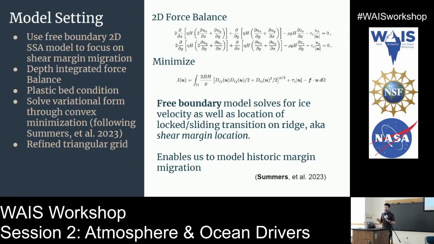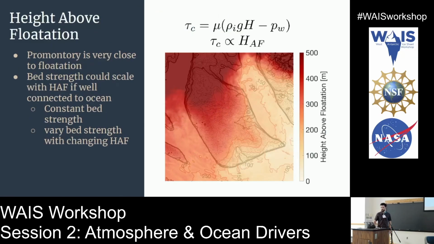And so this design of the model is specifically targeted for us to look at a moving shear margin and how it might have been coupled with the historic driving forces to reproduce our radar observations, or to confirm our radar observations. And so one last connection, which brings us to the oceans, is that when we look at the whole ice rise, and particularly the promontory on the lower right here again, we see that it's very close to flotation. So this region in present day is only about 100 meters above flotation.